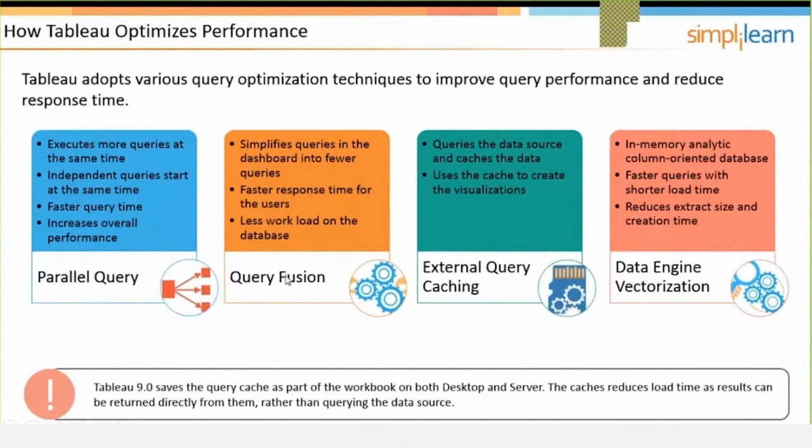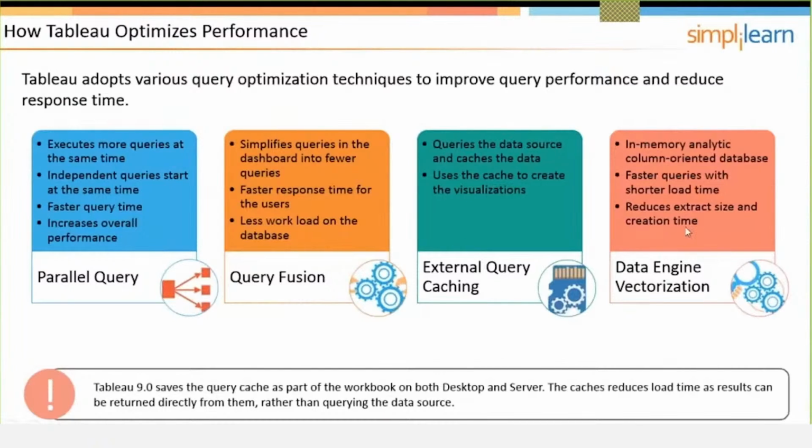Next, it has the query fusion. In this, Tableau has the ability to reduce any kind of complex or large number of queries into fewer simple ones. So that's how it again optimizes your performance, right? And then it also has external query caching. In this, it quickens the process of optimizing your data by processing it into a cache, so that it does not need to go and hit the warehouse every time you require particular data. So this is possible with the external query caching.